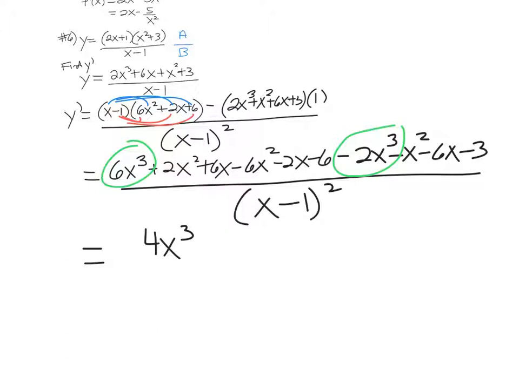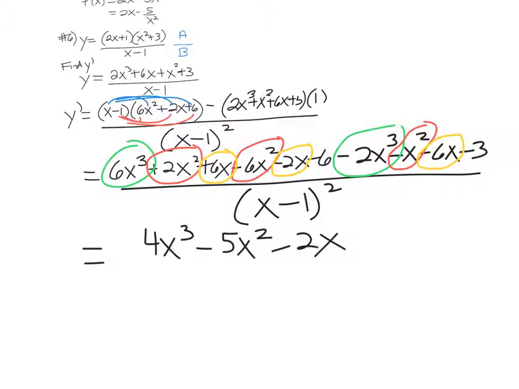Now let's look at the x squares. I have 2x squared, negative 6x squared, and a negative x squared. Yeah? So how many is that? 2 minus 6, negative 4, one more, minus 5x squared. Okay, now our x's, I got 6x, negative 2x, and a negative 6x. That gives me negative 2x.